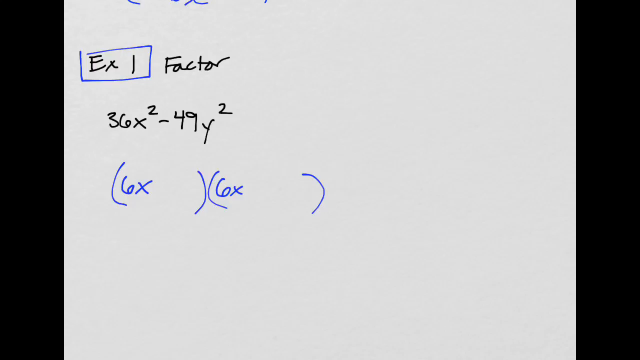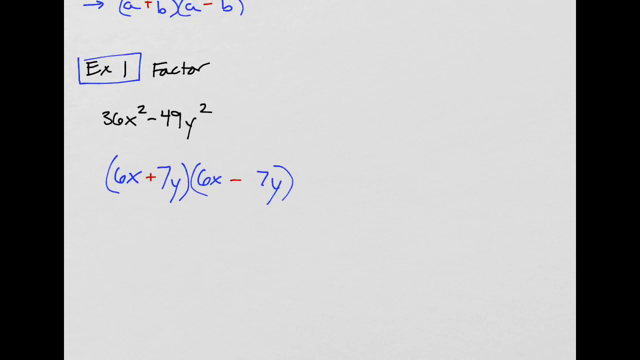Then what's the square root of the 49? What's the square root of y squared? That's just y. 7y. And then you put a plus and a minus. That's it, that's all. If I were to multiply this out, I would get back to this. That's why it works. So this is the answer.